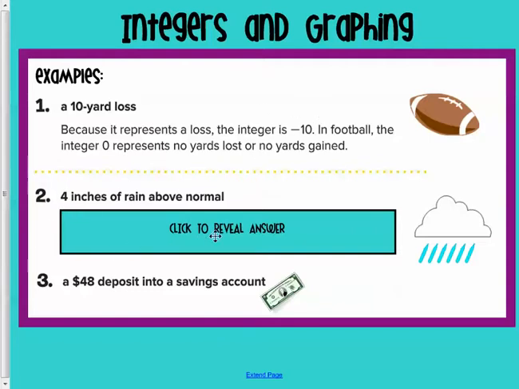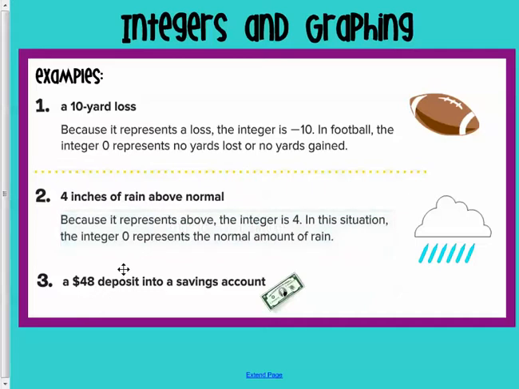If we said 4 inches above rainfall, that's normal. Well, because in this situation 0 represents the normal amount of rain, then 4 inches above normal would be 4 as an integer, or just the +4. So what is a deposit into a savings account of $48? Deposit means plus. Withdrawal means minus. So a deposit of $48 would just be a +48, and we don't need that plus sign, so the answer is just 48.